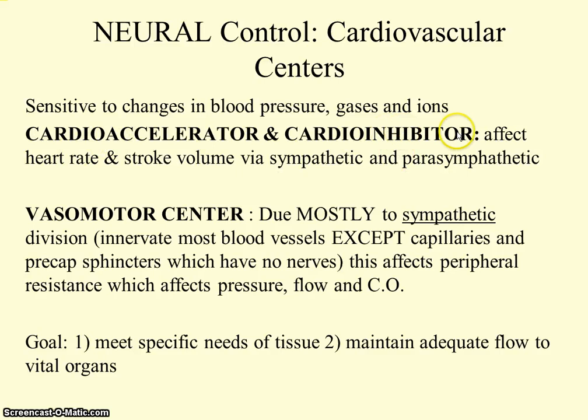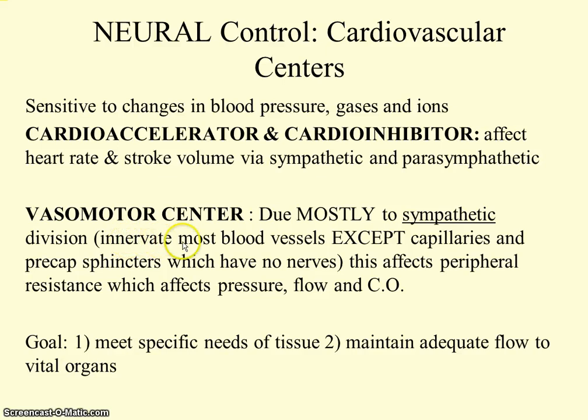So these neural centers found in the brain stem affect heart rate and stroke volume through the sympathetic and parasympathetic, so it's the autonomic division. Sympathetic, fight or flight, parasympathetic, rest and digest. So sympathetic accelerator, parasympathetic inhibitor. The vasomotor center is a separate group of neurons you'd find in the brainstem, and here we're mostly looking at the fight or flight, the sympathetic division of the autonomic nervous system.